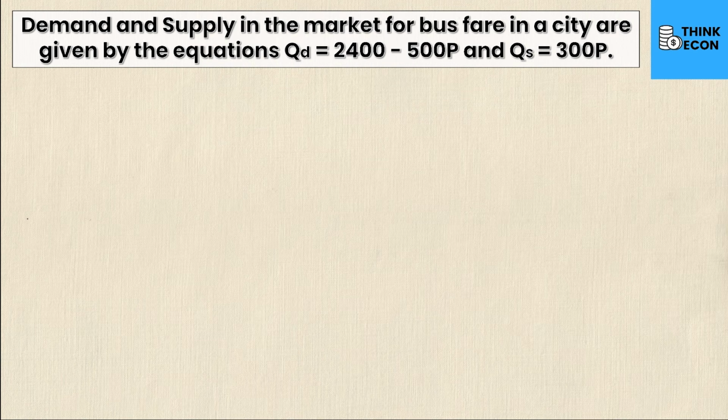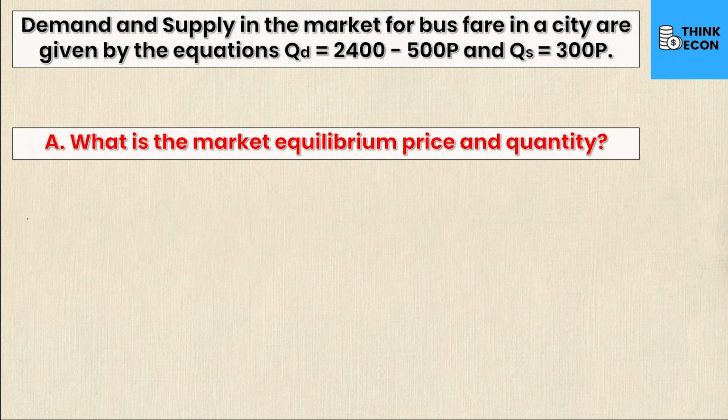So let's begin by looking at our problem. Demand and supply in the market for bus fare in a city are given by the following equations. QD, or quantity demanded, is equal to 2,400 minus 500p, and quantity supplied is equal to 300p. Part A asks us what is the market equilibrium price and quantity.